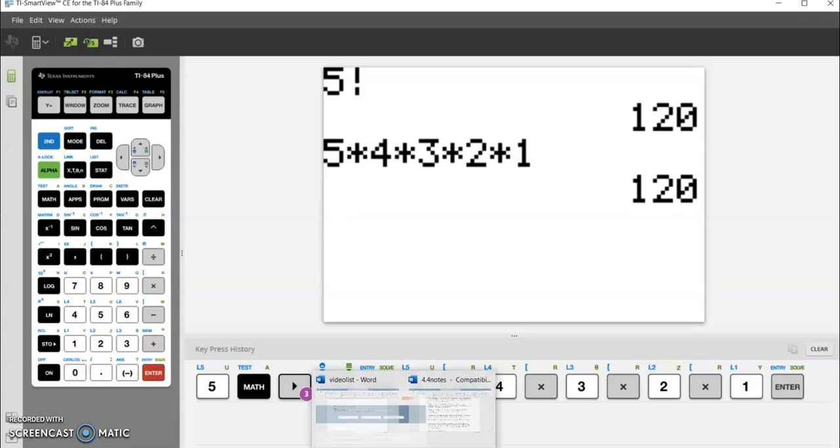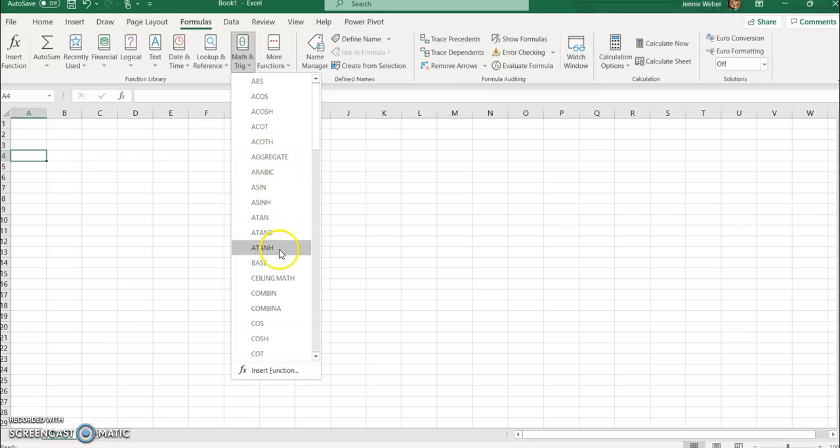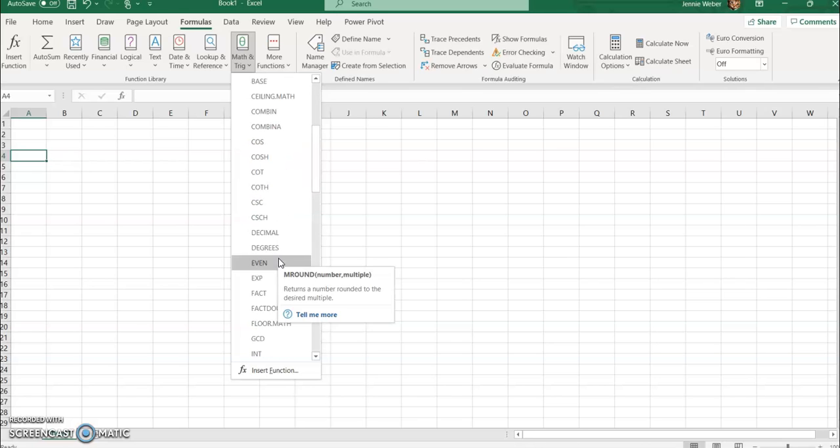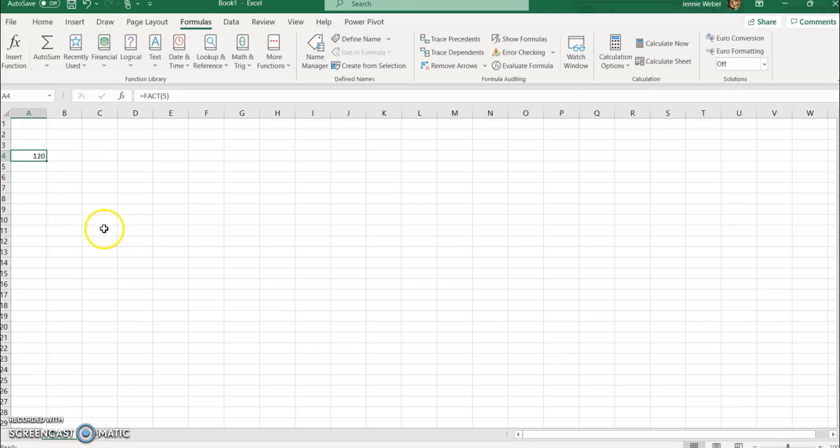Now, on Excel, you're going to go to Formulas. You want Math and Trig, and there is one right here, FACT. And then you just put in the number you want, so in this case, 5, and there we go.